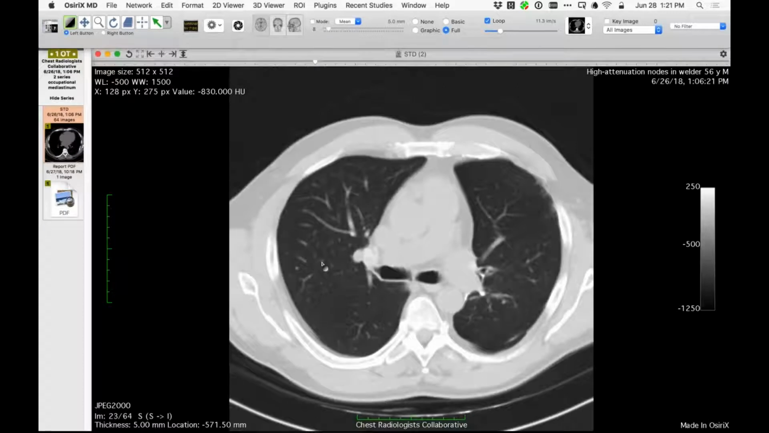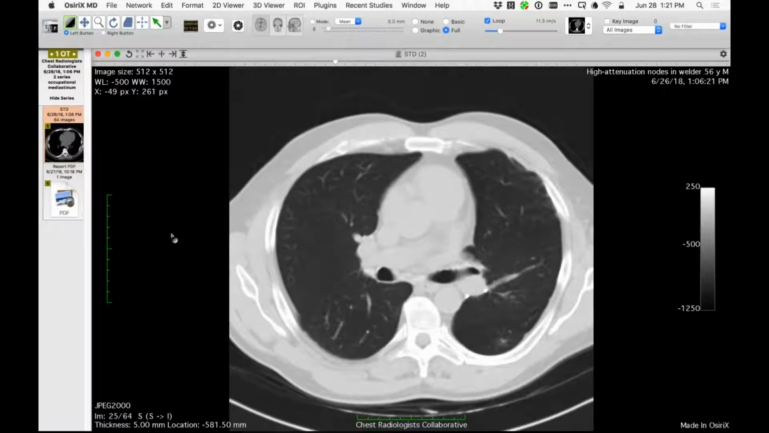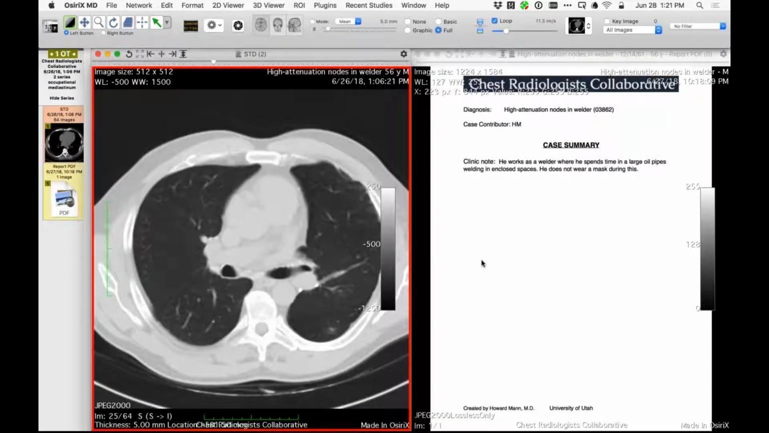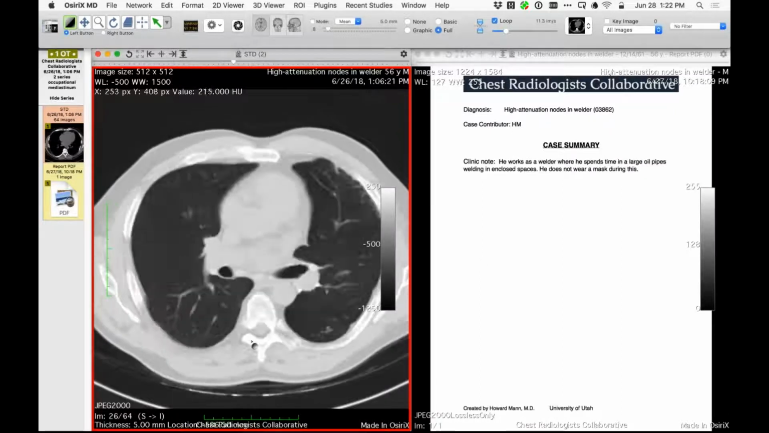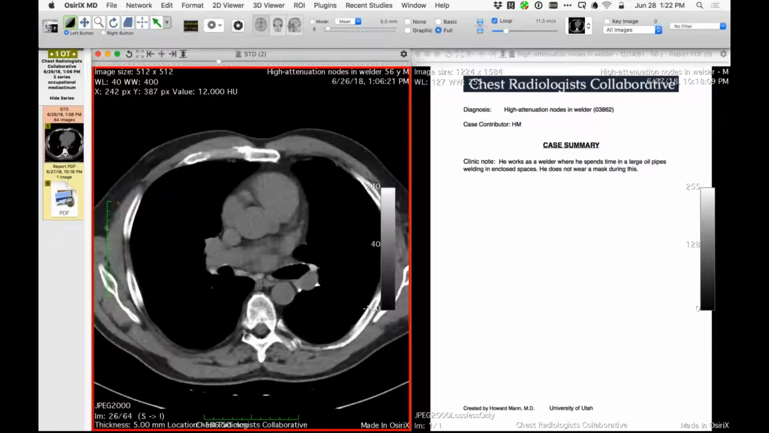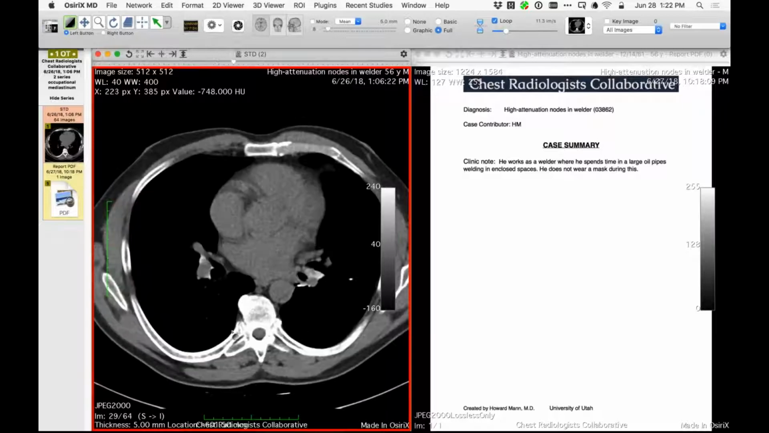Everything else looks okay. If you look at the lungs, they look fine. And the history here, and this is probably the cause, is that he is a welder. So he spent some time in oil pipes, welding in enclosed spaces. So presumably he inhales metal particles, metal molecules, and his macrophages, lymphatics, put them into lymph nodes. But the lungs look fine. So we attribute this to his occupation. Metal, high attenuation, metallic stuff.